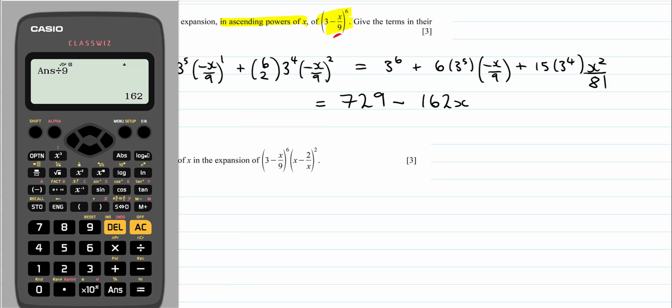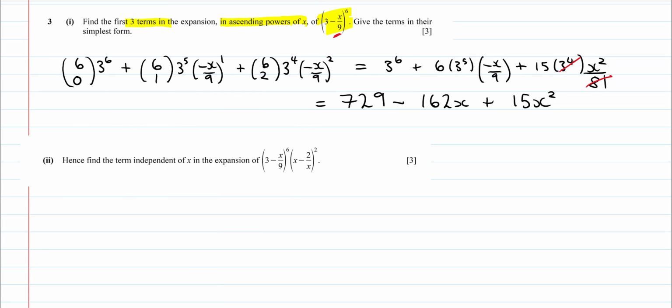And then the third term, 3 to the power of 4 is 81, so this will cancel, and then we just get 15x squared, so plus 15x squared. Okay, so that is the answer for question 3 part 1.